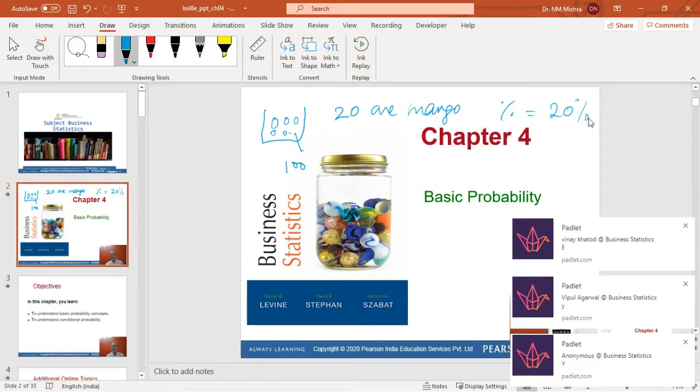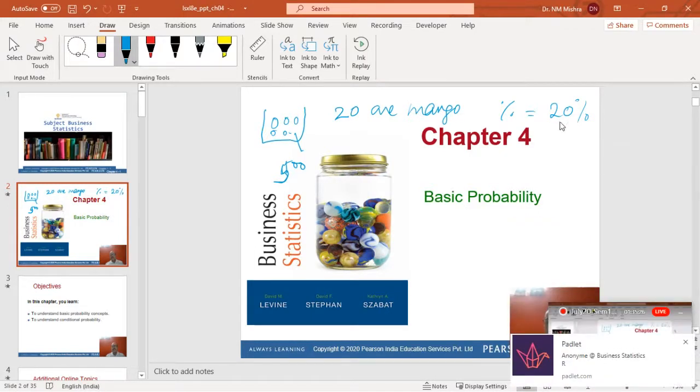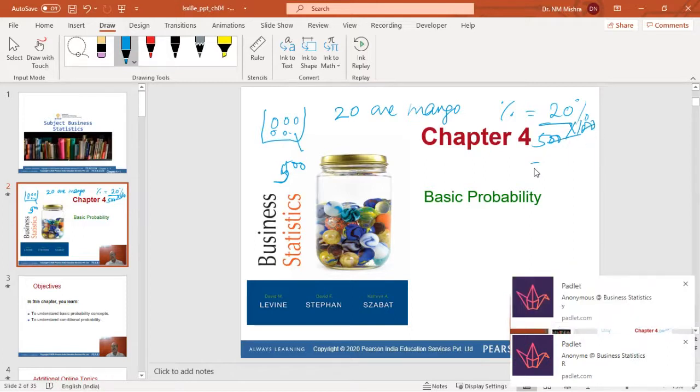Am I right? Suppose 500 fruits are there and 20 are mango. So what is the total percentage of fruits which are mango? So 20 divided by 500, times 100, you have to do it. Am I right? So how much is this? Who will say? 4%?